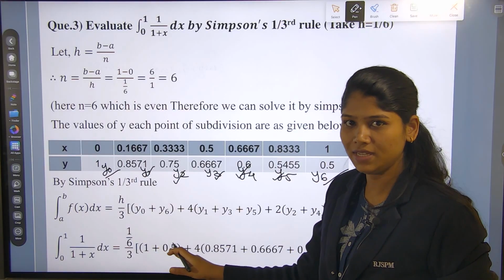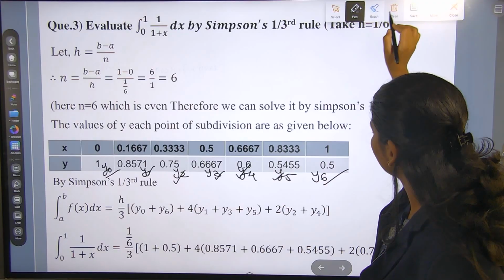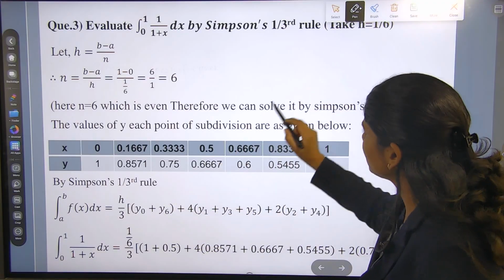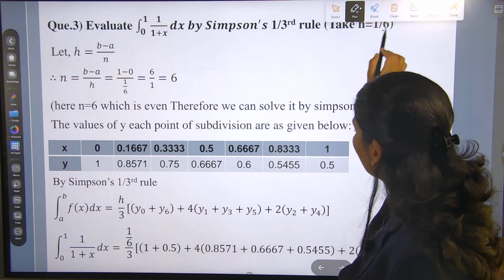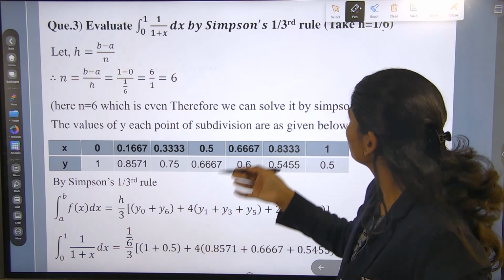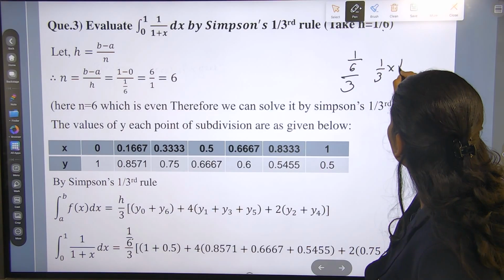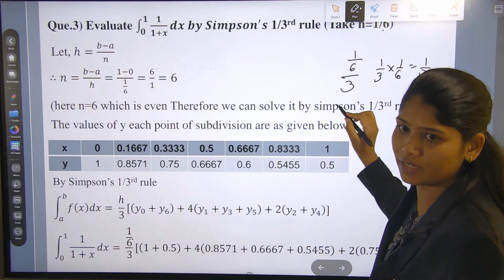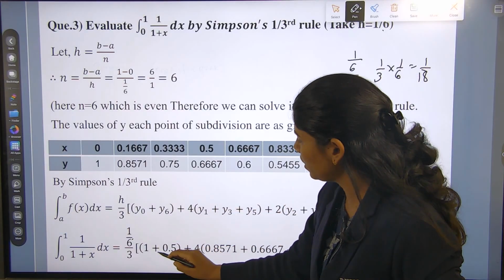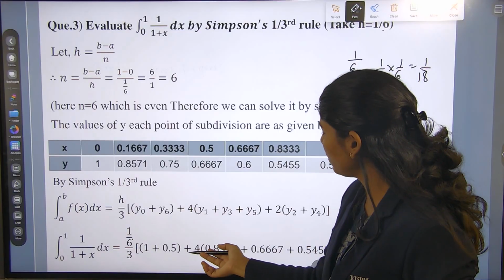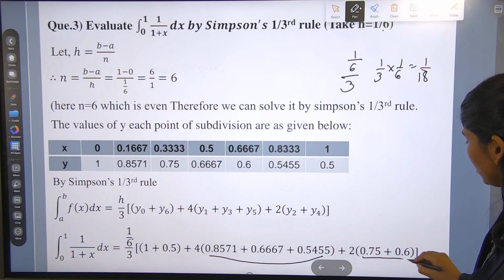Write down in bracket as it is. Then solve one by one bracket. So here y0 plus y6: 1 plus 0.5. First of all, h upon 3. So h is 1 upon 6, so 1 upon 6 upon 3 means 1 upon 3 into 1 upon 6. So we get here 1 upon 18. For the next step, we will write here 1 upon 18 in bracket: 1 plus 0.5. Solve this, 1.5, plus 4 into, solve this bracket first. Then plus 2 into, solve this bracket first.